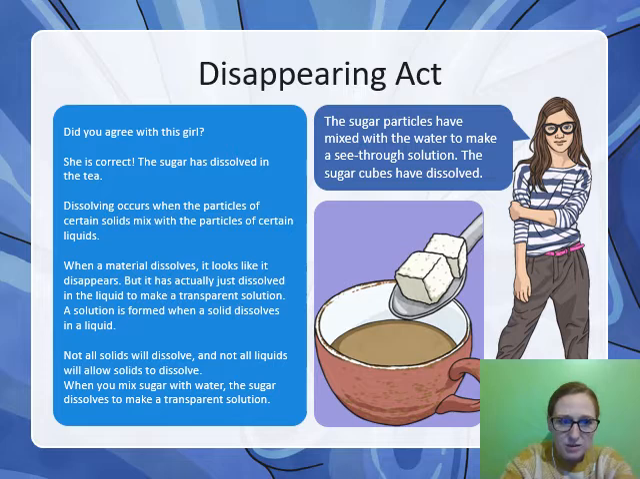Dissolving occurs when the particles of certain solids mix with the particles of certain liquids. When a material dissolves, it looks like it disappears, but it has actually just dissolved in the liquid to make a transparent solution. A solution is formed when the solid dissolves in a liquid. Not all solids will dissolve, and not all liquids will allow solids to dissolve. When you mix sugar with water, the sugar dissolves to make a transparent solution. Although in a cup of tea, the tea's made it a brown colour already, so it doesn't seem like a translucent or transparent solution. The sugar particles have mixed with the water to make a see-through solution. The sugar cubes have dissolved.